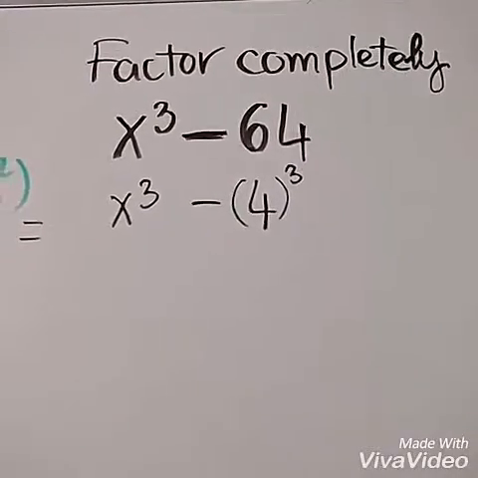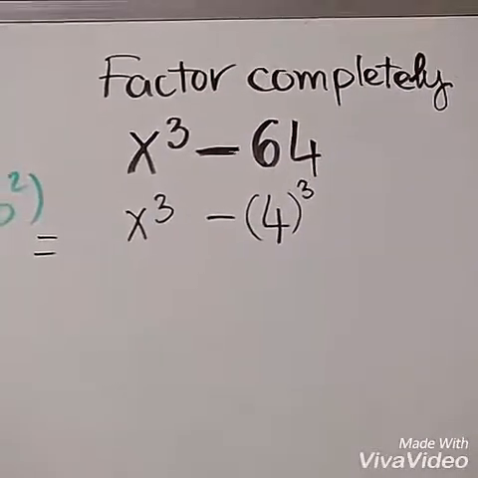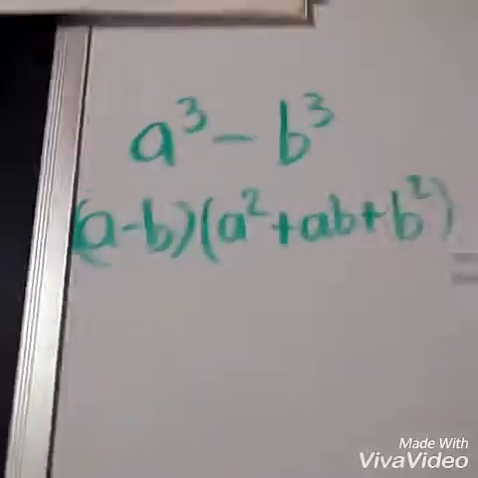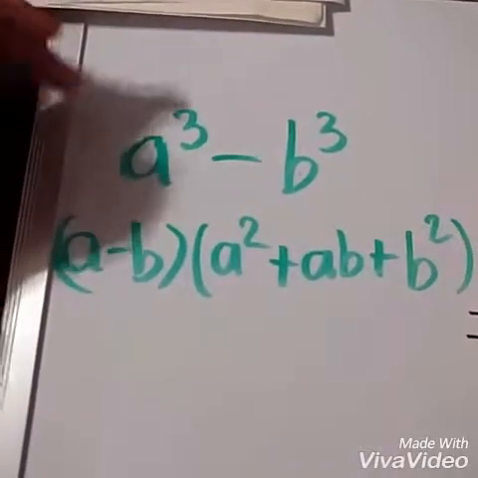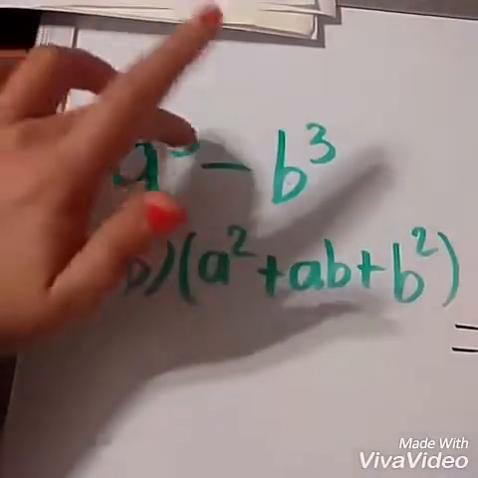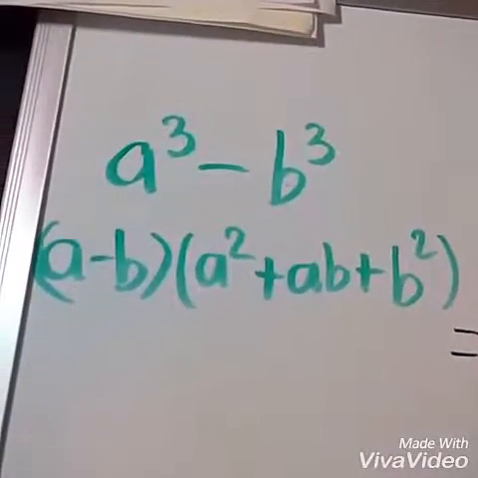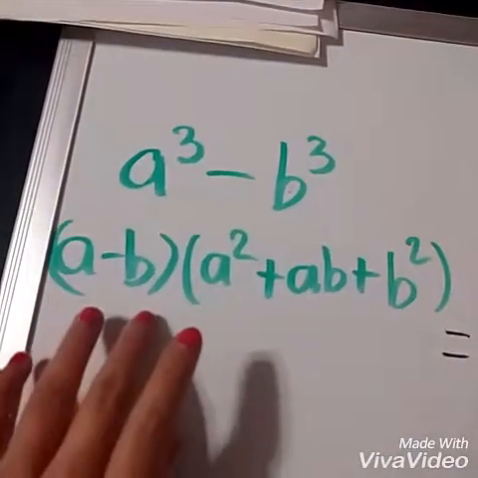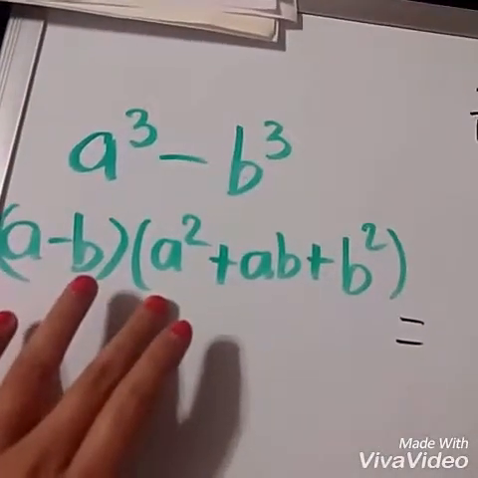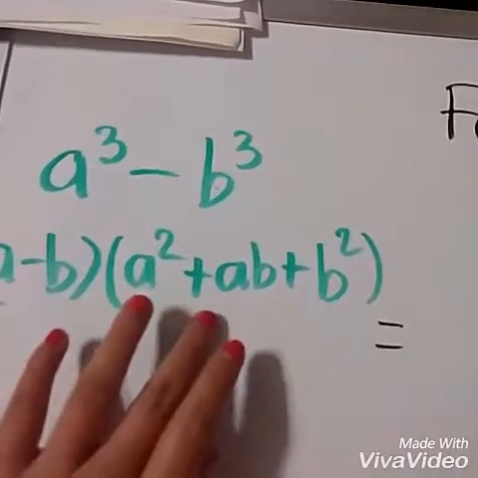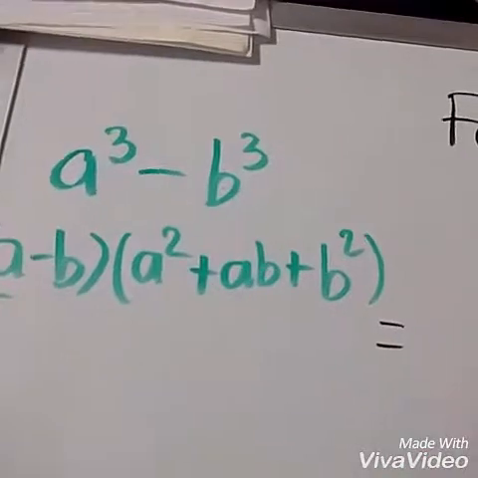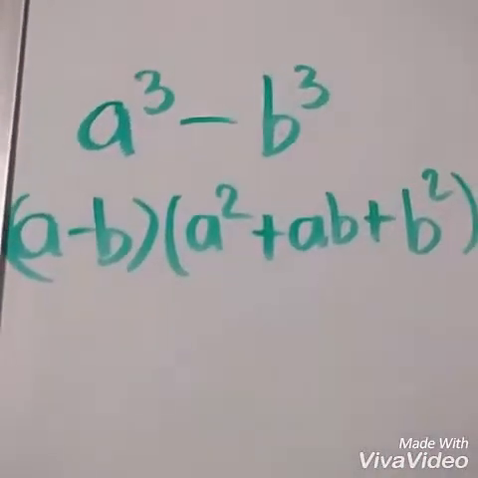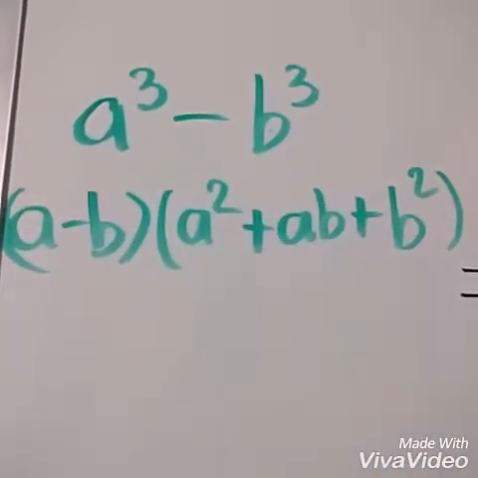Factor completely. This one is called a difference of cubes. What does cubes mean? Cubes mean raised to the power of 3. So the formula says a to the power of 3 minus b to the power of 3 is going to be equal to (a minus b)(a squared plus ab, which is you multiply the two numbers, plus b squared). Okay, so we're going to use this formula for the next example.